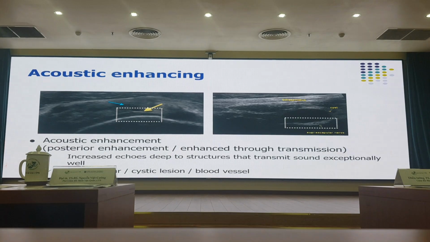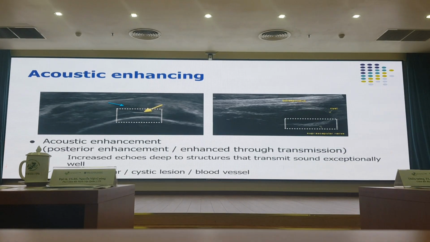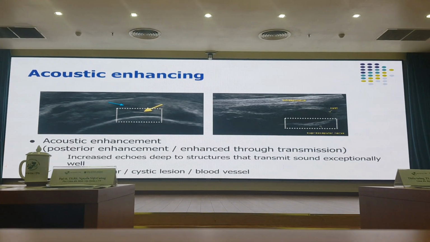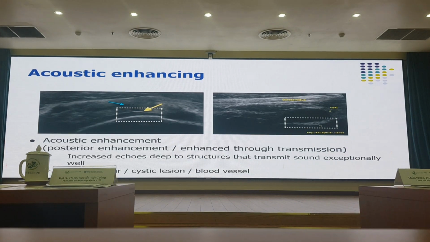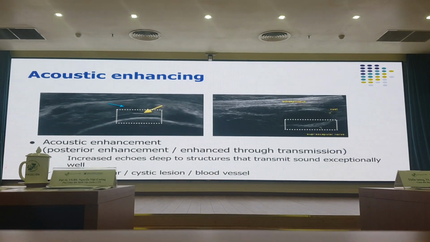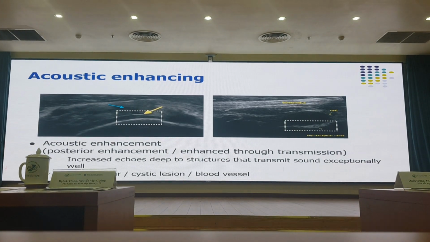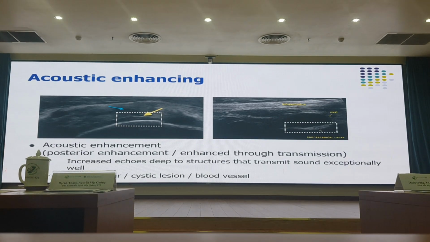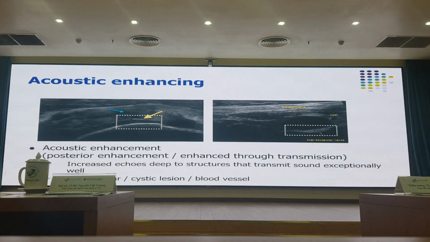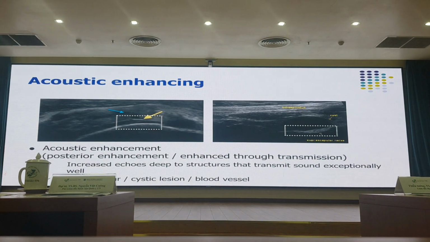As I said, that increased echo deep structure more than usual cases, and it can be also occurred in the cystic region like cystic mass or like a blood vessel. You can see that the suprascapular nerve. You can see that the right side of the picture. You can see suprascapular nerve just behind the cystic mass.